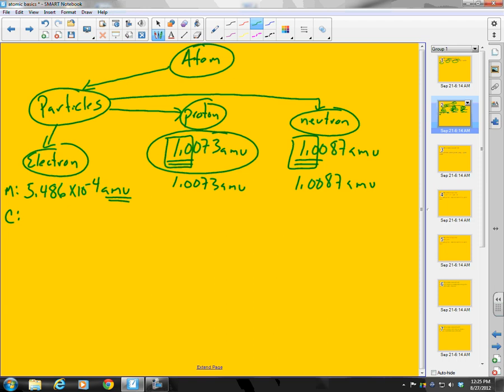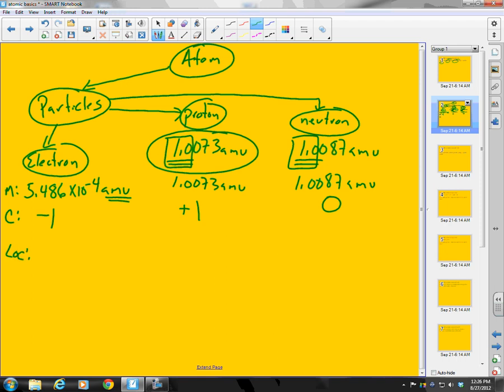Charge. What's the charge of an electron? We're going to go with the assumed charge versus the real charge. The assumed charge is a minus 1. Good. What's the charge on the proton? Plus 1. And what's the charge on the neutron? There is no charge on the neutron. 0. And then finally, a location.